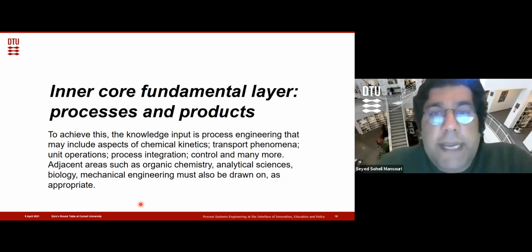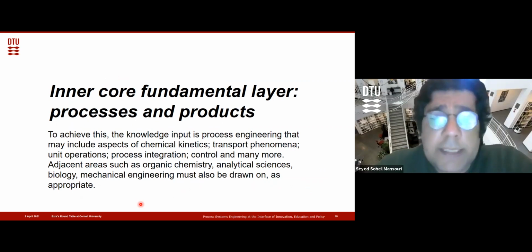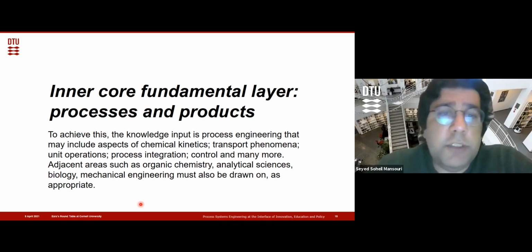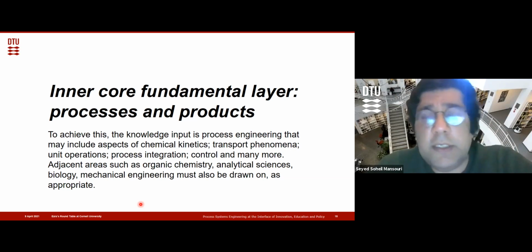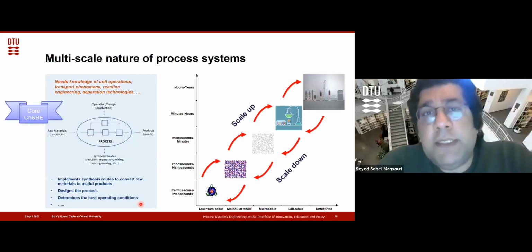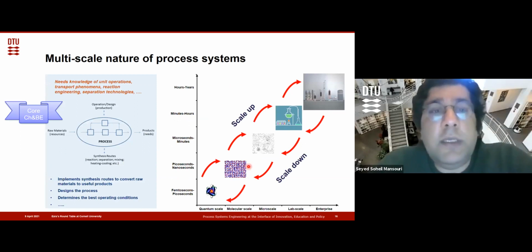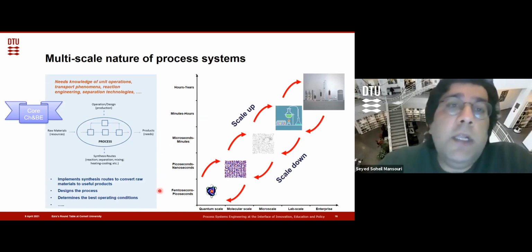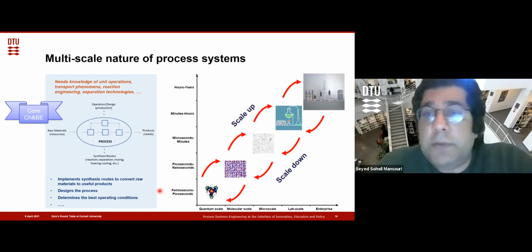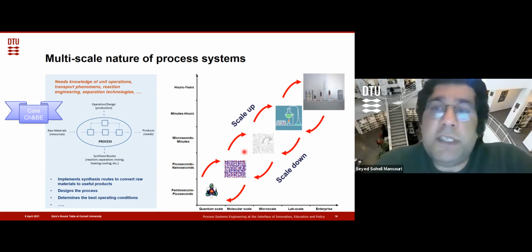The inner core fundamental layer is to achieve the knowledge that is required in the core of chemical engineering, such as chemical kinetics, transport phenomena, unit operations, process integration, and so on. Process systems have a multi-scale nature, and fundamental understanding is at the heart of being able to find the interconnectivity between each one of these scales.